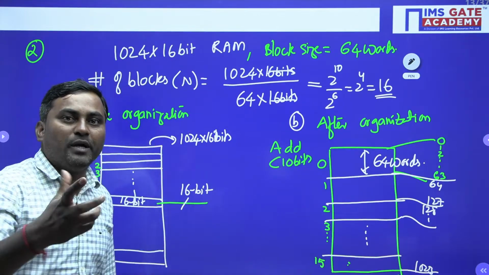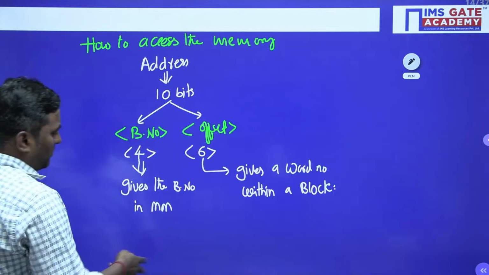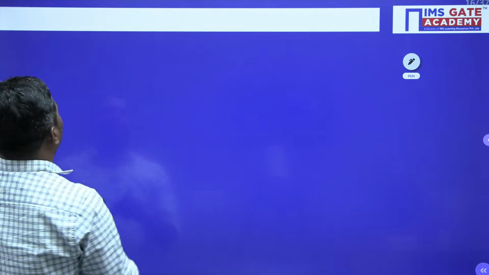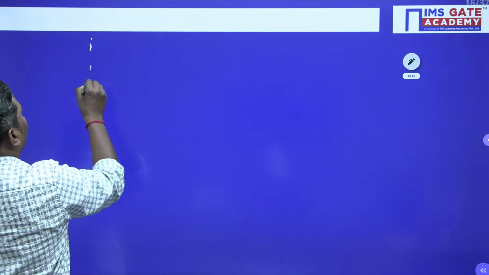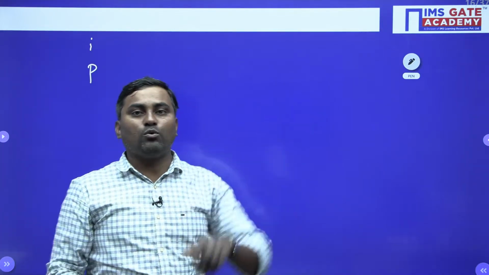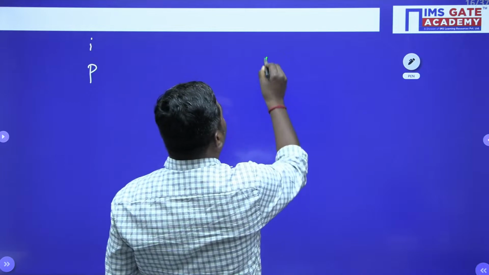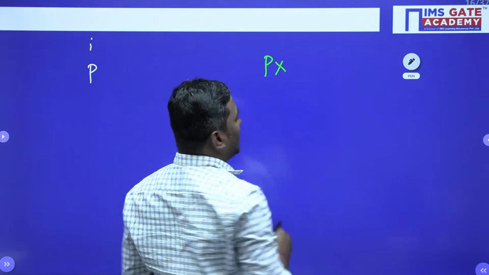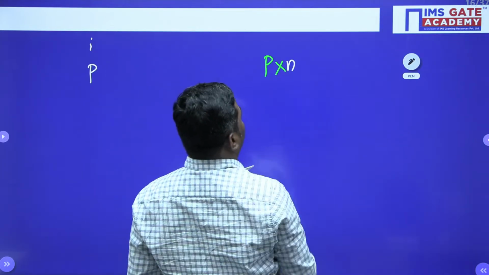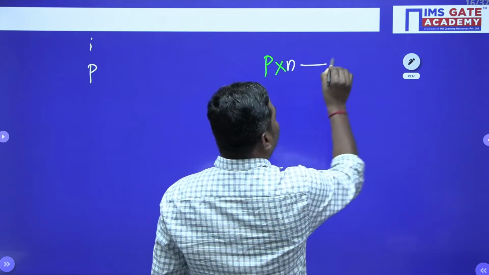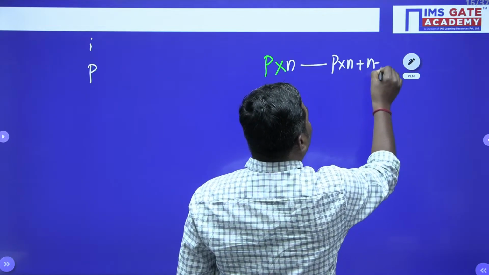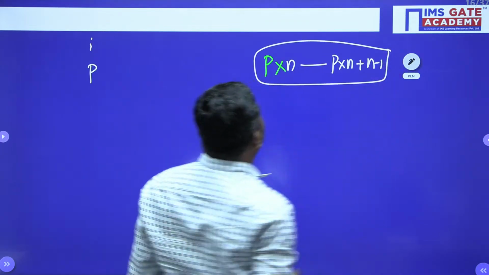So now I want to make you a generalization. What is the generalization? Suppose any block number, let's say P. Any block number P, whose range how do we get it? P, block number P into the size of the block. Let's say the size of the block is N. This is the start. Next, P into N plus N minus 1 is the range, please understand. This is the range it will give.